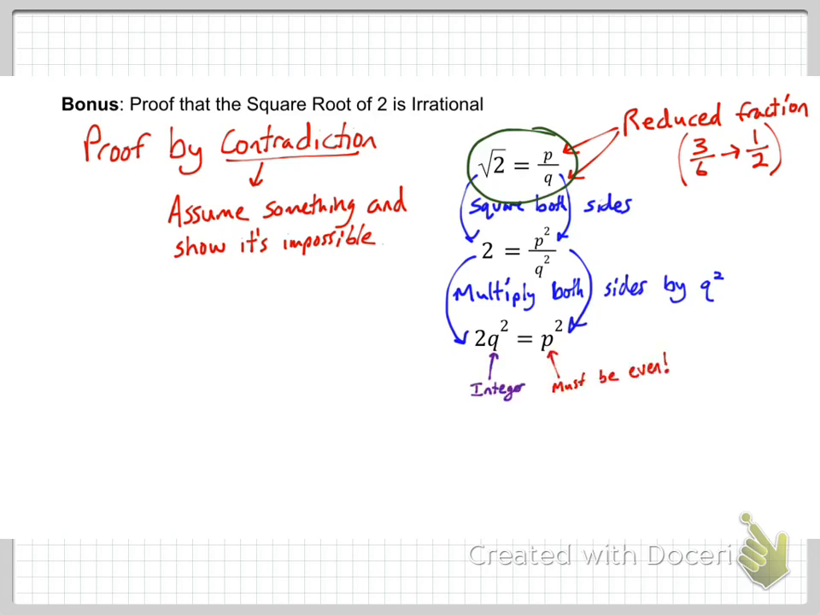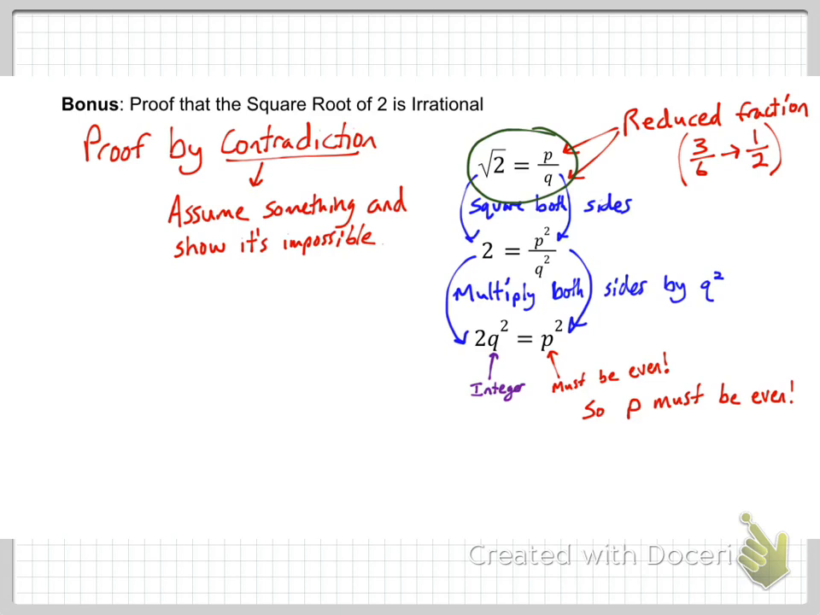So p squared's even. Okay, so what? Well, if you think about any number, if the square of that number is even, then the original number has to be even, because you're multiplying by 2 to get the number. So that means p must also be even. If you don't believe me, try it out. Try to find some perfect square that's even, where when you take the square root, it's not even anymore. You can't find one. So if p squared's even, p must be even.